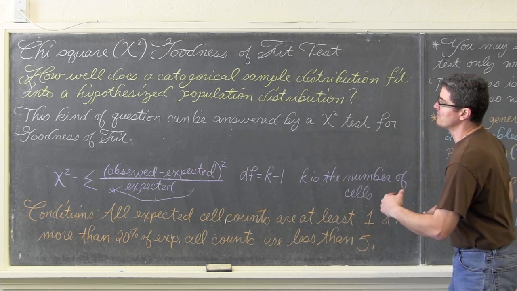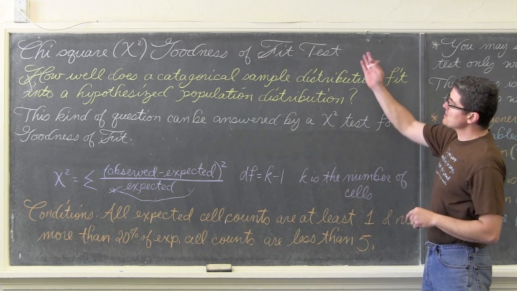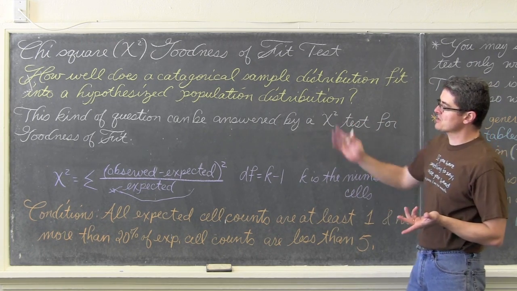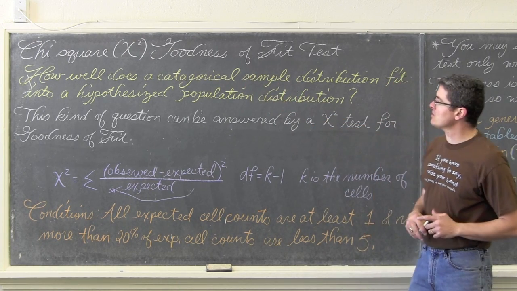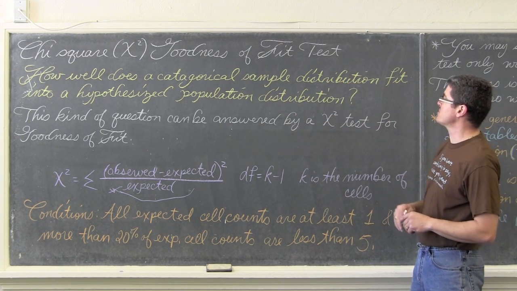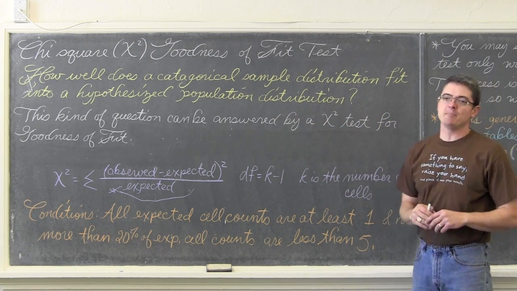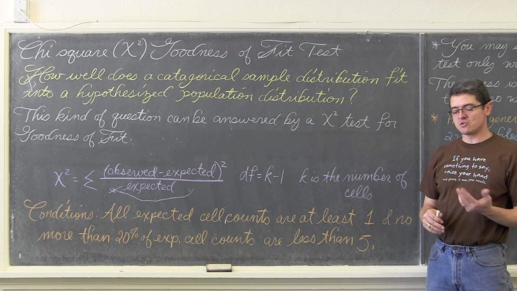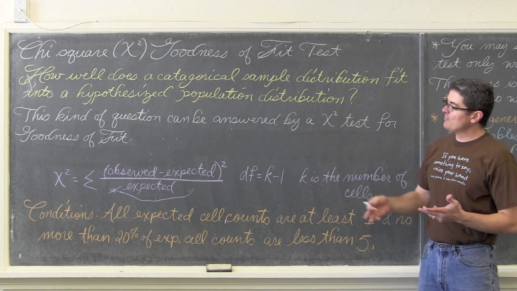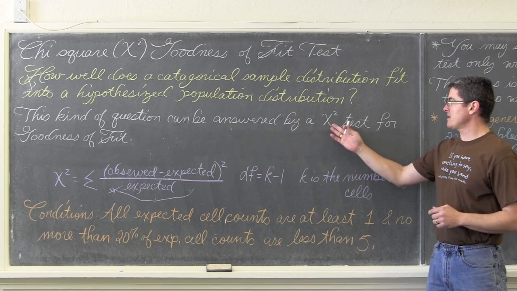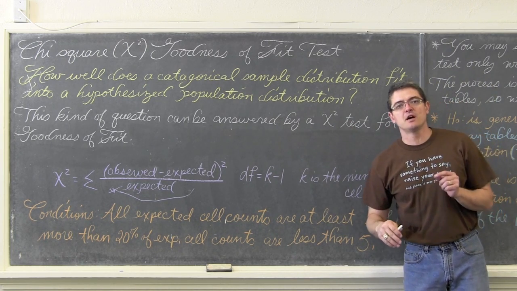So let's get started. A chi-square goodness of fit test will answer this kind of question. How well does a categorical sample distribution fit into a hypothesized population distribution? Well, this kind of question can be answered by the chi-square test for goodness of fit.